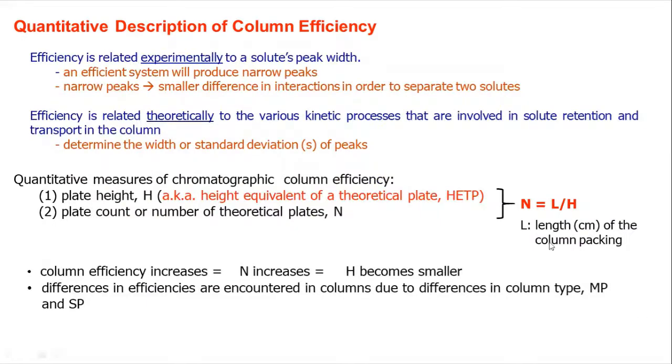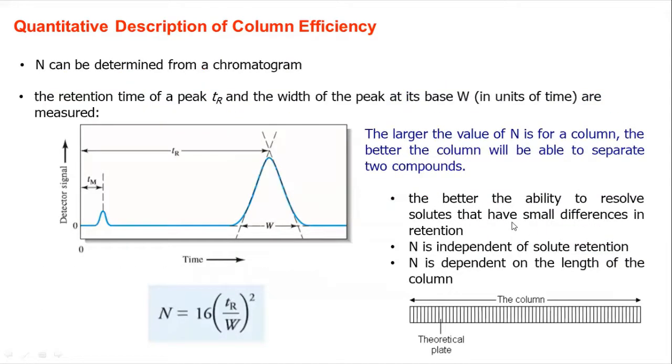N can be determined from a chromatogram. The retention time of a peak, tR, and the width of the peak at its base, W, in units of time are measured. The larger the value of N for a column, the better the column will be able to separate two compounds, and the better the ability to resolve solutes that have small differences in retention. N is independent of a solute's retention, but N is dependent on the length of the column.